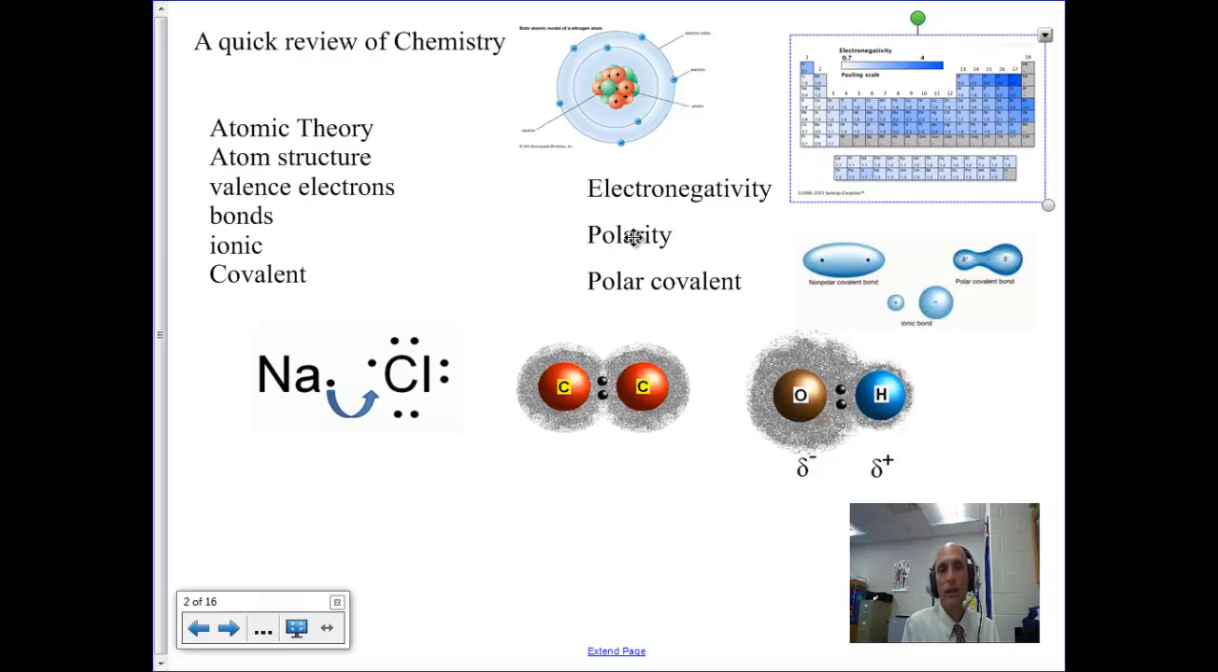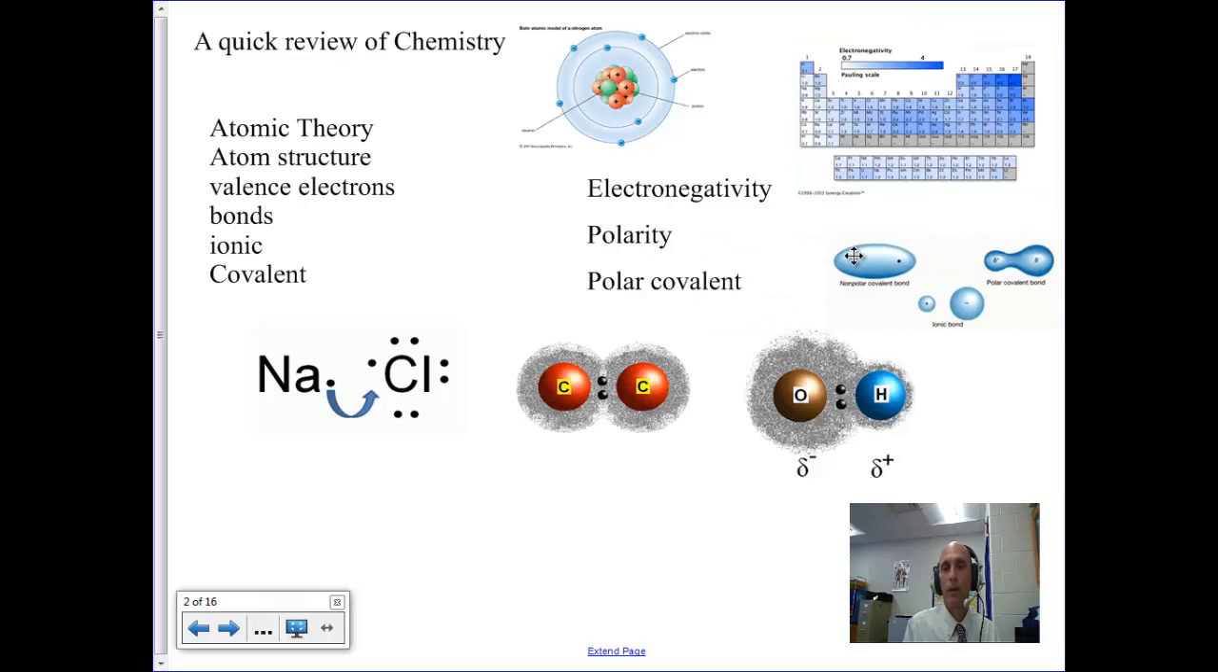Electronegativity determines something we call polarity, and polarity, hopefully you remember, is a charge difference, not like the north and south pole. You can see down here a bond between sodium and chlorine. If the sodium is donating its electron to the chlorine, this forms an ionic bond, which has a permanent polarity. The sodium will be positively charged and the chlorine will be negatively charged.